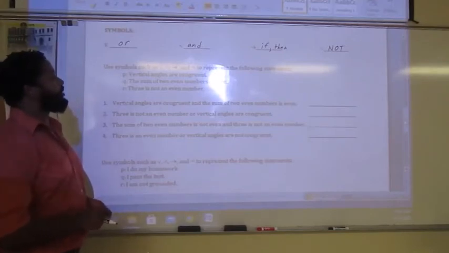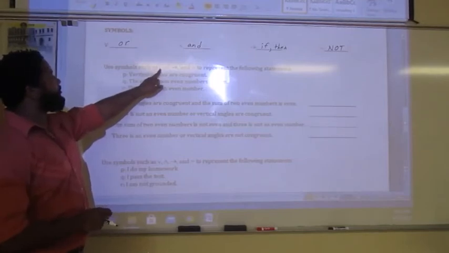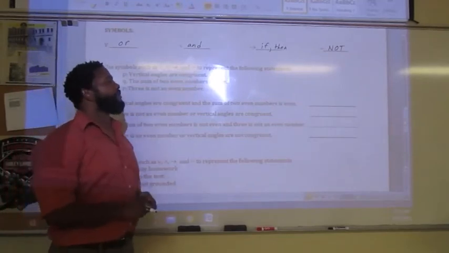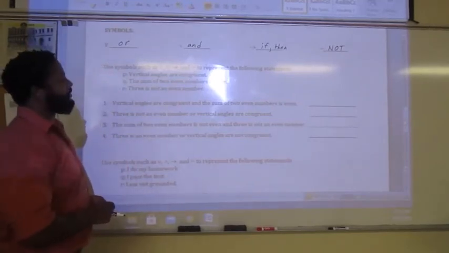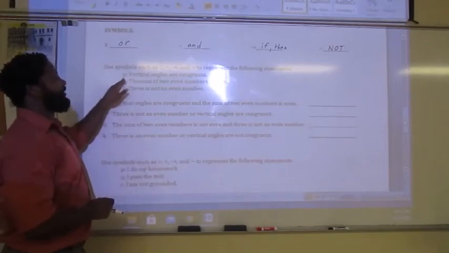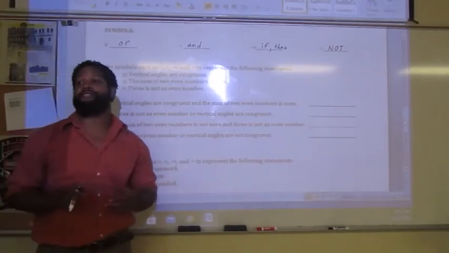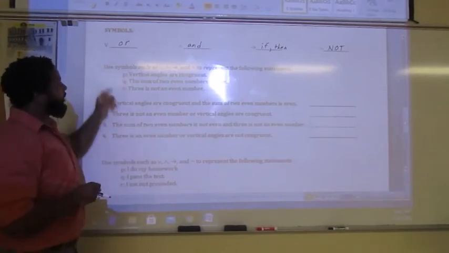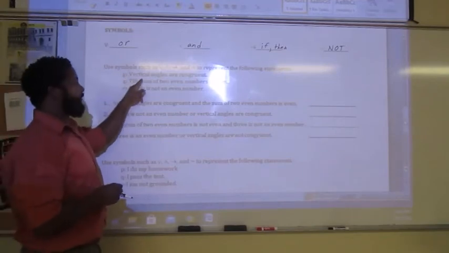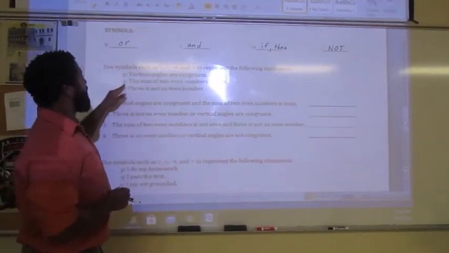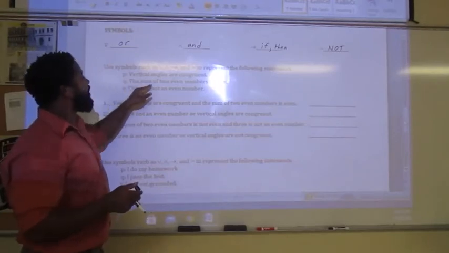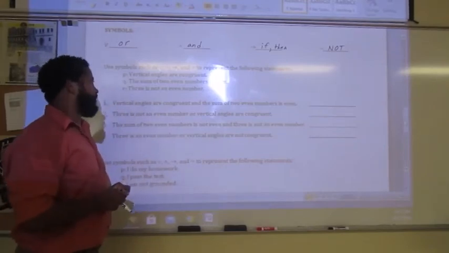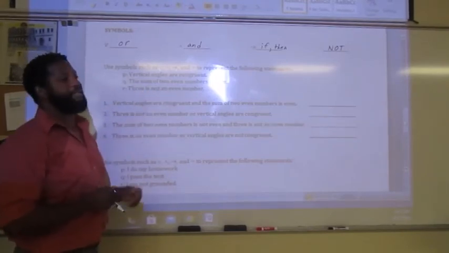Use symbols such as or, and, if then, and not to represent the following statements, okay? In this type of situation, you have P, Q, and R. P represents vertical angles are congruent. Q represents the sum of two even numbers is even. R represents 3 is not an even number.